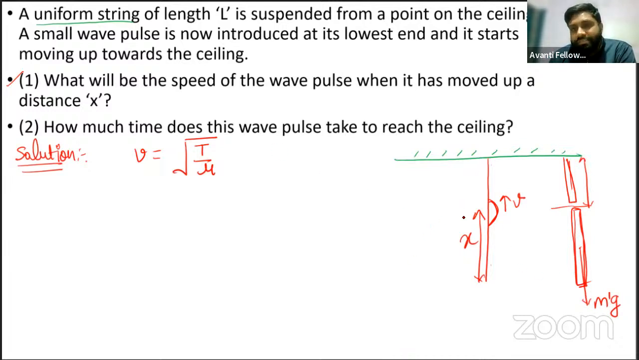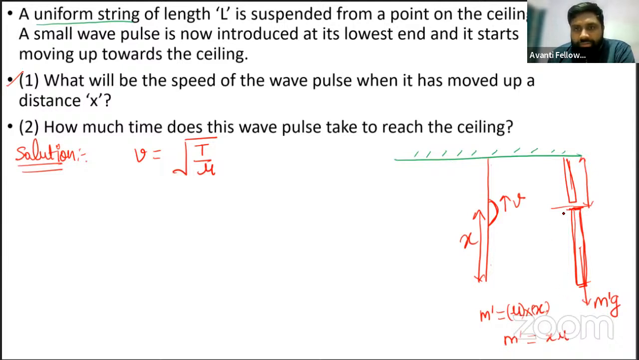Now, m dash here we can say, because we know that this is a uniform string, the mass per unit length, which is the linear mass density, will be a constant quantity. So for this, we can say the mass m dash is given by mu, mass per unit length, multiplied by x. Up to how much length do we want to know the mass? Up to length x. So m dash here is given by x mu.